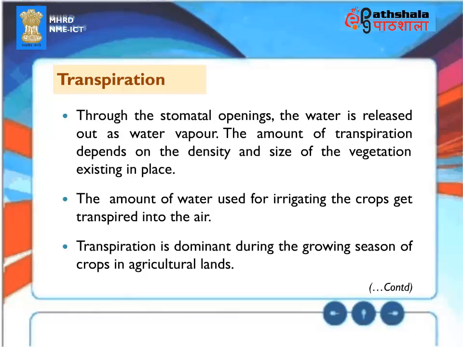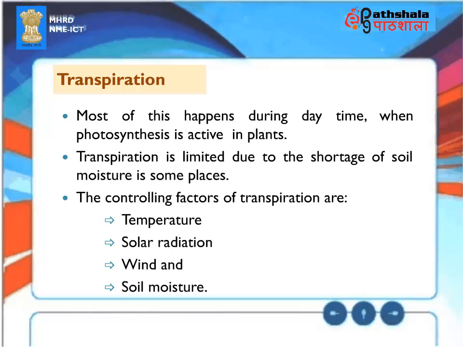The amount of transpiration depends on the density and size of the vegetation existing in a place. The amount of water used for irrigating the crops gets transpired into the air. Transpiration is dominant during the growing season of crops in agricultural lands. Most of this happens during daytime when photosynthesis is active in plants. Transpiration is limited due to the shortage of soil moisture in some places. The controlling factors of transpiration are temperature, solar radiation, wind, and soil moisture.